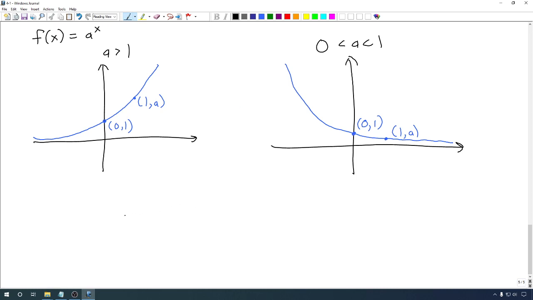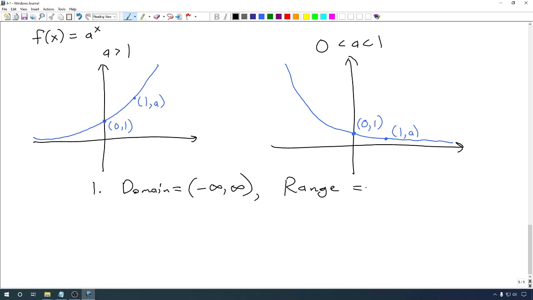Now, there's a few key features to this. First of all, the domain is all real numbers. Let me write that as negative infinity to infinity. Domain is everything. We already wanted that to be true. But if you remember what the graphs look like, it can reinforce that idea. These graphs definitely will cover the entire x-axis.